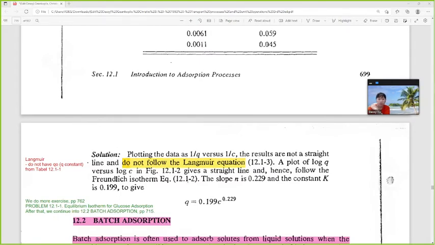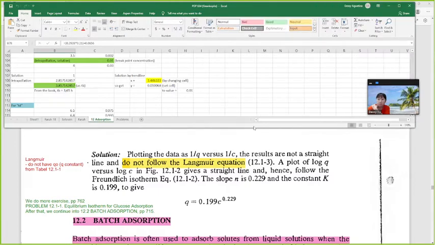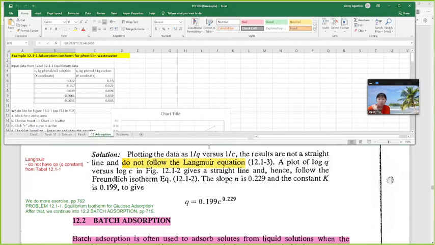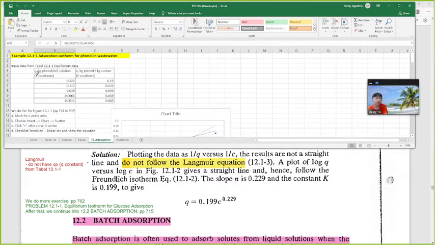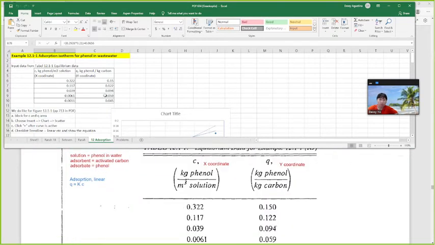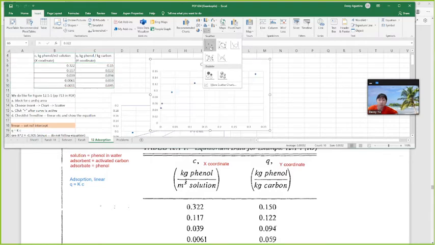Okay, this is the solution. We have to do a breakdown of the solution. Here, adsorption. We have to input the data from the question, and then we can select this area, choose insert, then chart, and choose that.